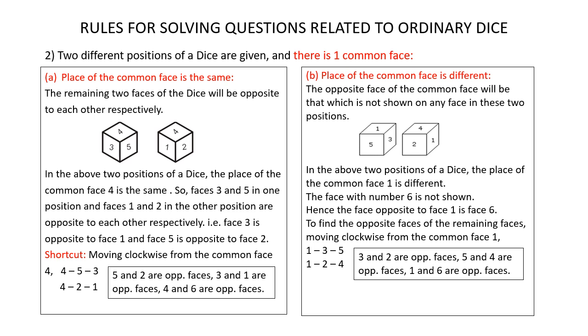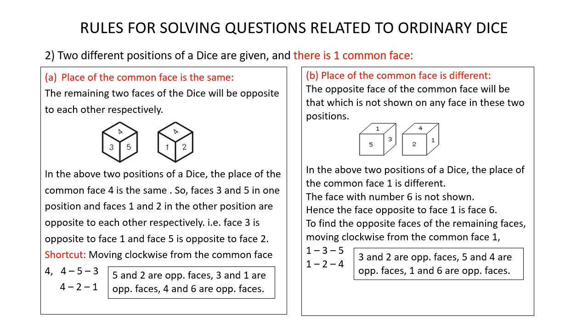Now there is a shortcut method also to find the opposite faces. The shortcut method involves fixing the common face and then moving clockwise from the common face. So here in this position the common face is 4. So first fix the common face 4 and then move in the clockwise direction. You'll get 4, 5, 3. Now in this position, after fixing the common face 4 and moving in the clockwise direction, we get 4, 2, 1. So now 3 and 1 are opposite faces, 5 and 2 are opposite faces, and 4 is opposite to the remaining face, which is 6.